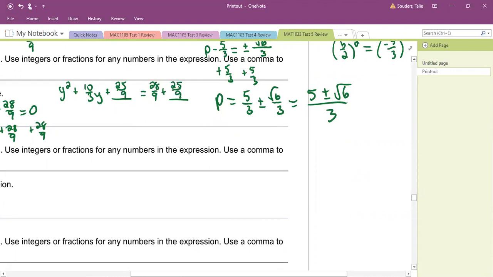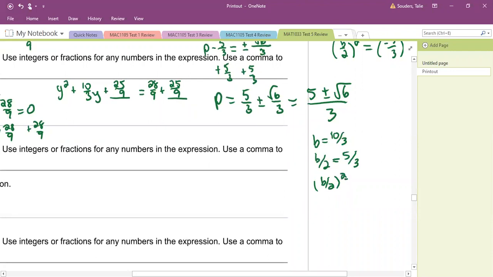Right, so I'll write the results, but I won't show the work. So B was 10/3. So based on what we just did a minute ago, B over 2 would be 5/3, just without the negative from last time. And then when you square it, it'd be 25/9. So you could work it out again, but we just did it a minute ago. Okay, so now on the right side, what is 28 over 9 plus 25 over 9? 53 over 9. Very good.